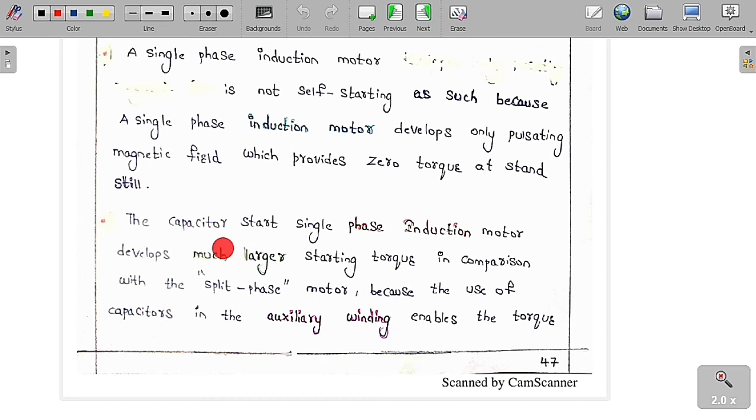Therefore, the capacitor start single phase induction motor develops much larger starting torque in comparison with the split phase motor, because the use of capacitors in the auxiliary winding increases or enables the torque.